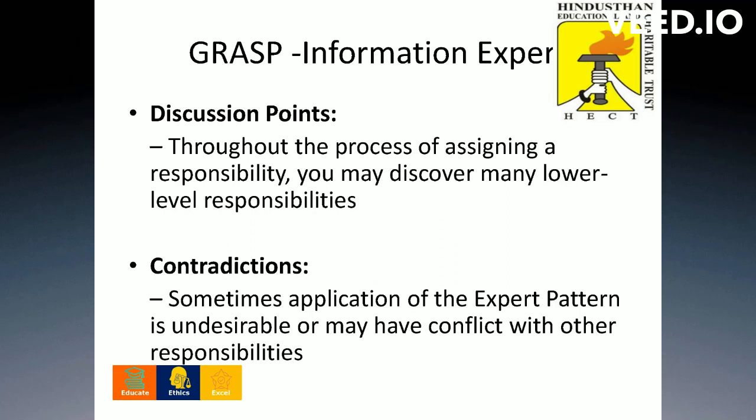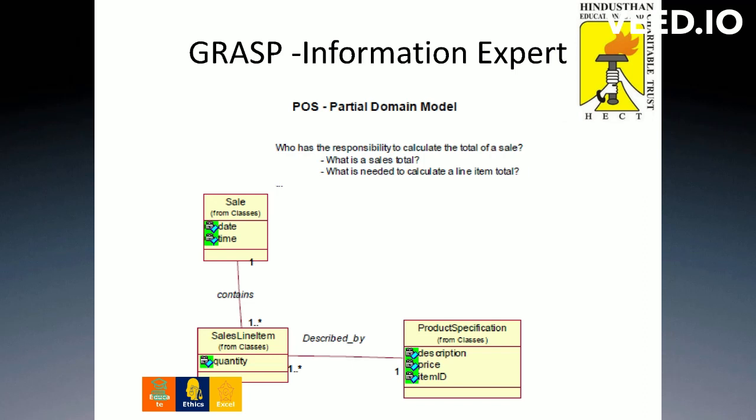Discussion points. Throughout the process of assigning responsibilities, we discover many lower level responsibilities, but we have some contradictions. The expert pattern may be undesirable, or some conflict may occur in the responsibilities.